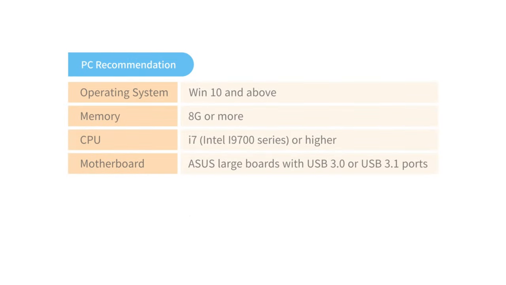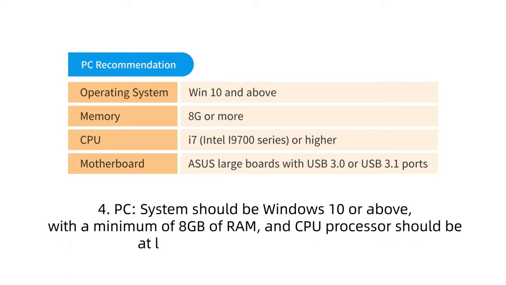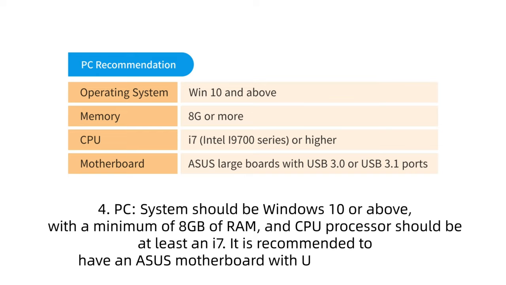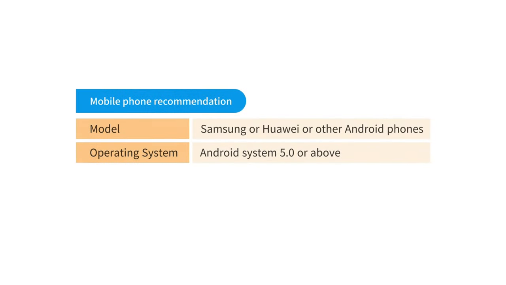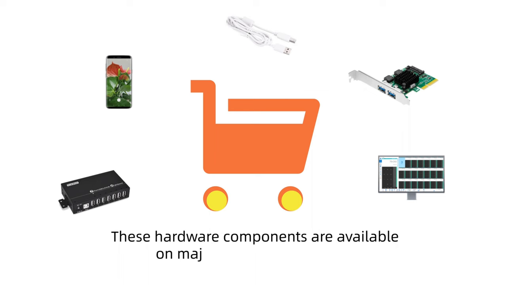PC: the system should be Windows 10 or above, with a minimum of 8 GB of RAM, and the CPU processor should be at least an i7. It is recommended to have an Asus motherboard with USB 3.0 or 3.1 ports. Phone: Samsung or Huawei, Android system version 5.0 or above. These hardware components are available on major shopping platforms.